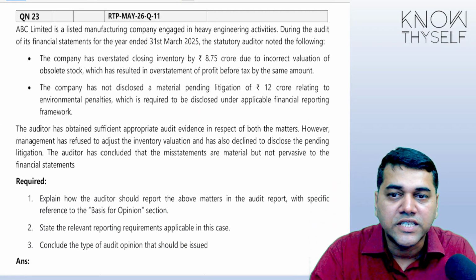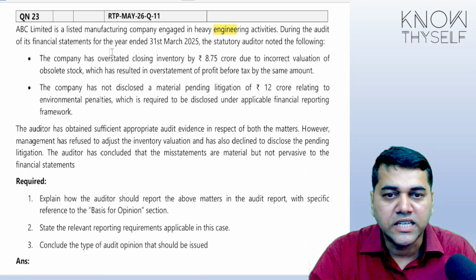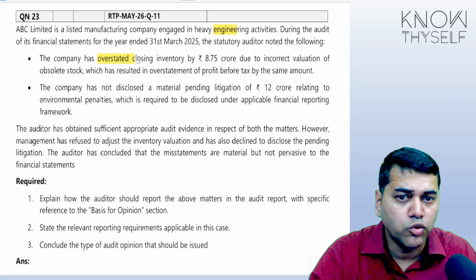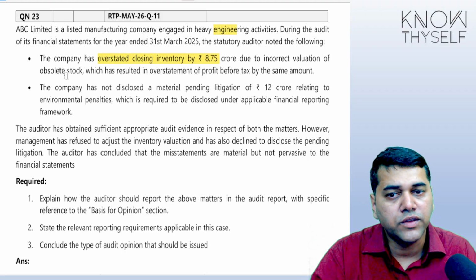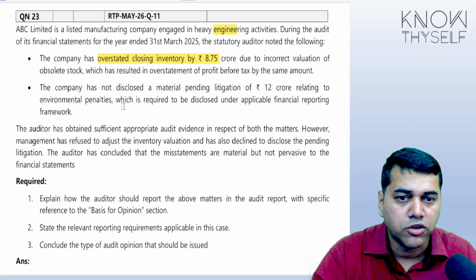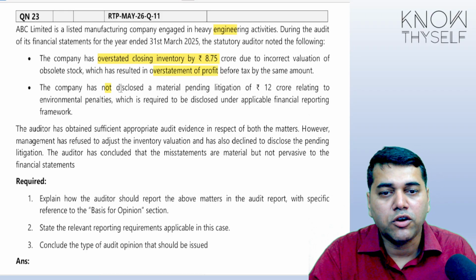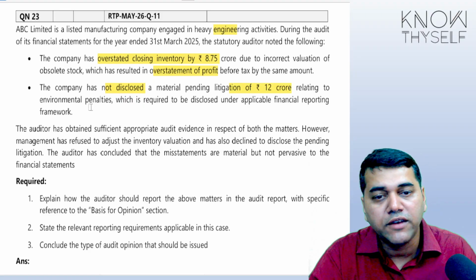ABC Limited is a listed company engaged in engineering work. In the financial statements, the auditor noted the following. The company has overstated the closing inventory by 8.75 crore because of the incorrect valuation of obsolete stock, which resulted in overstatement of the profit. They have not disclosed a material litigation of 12 crore relating to an environmental penalty.